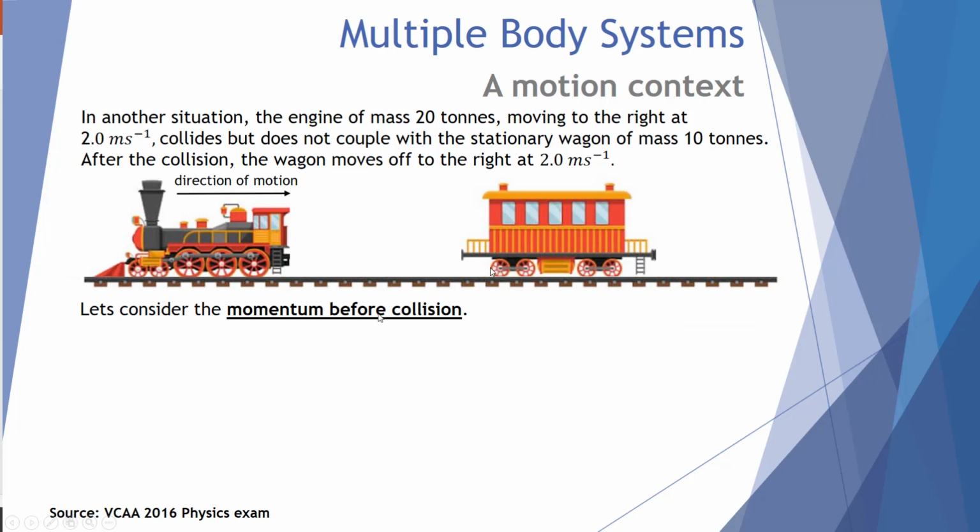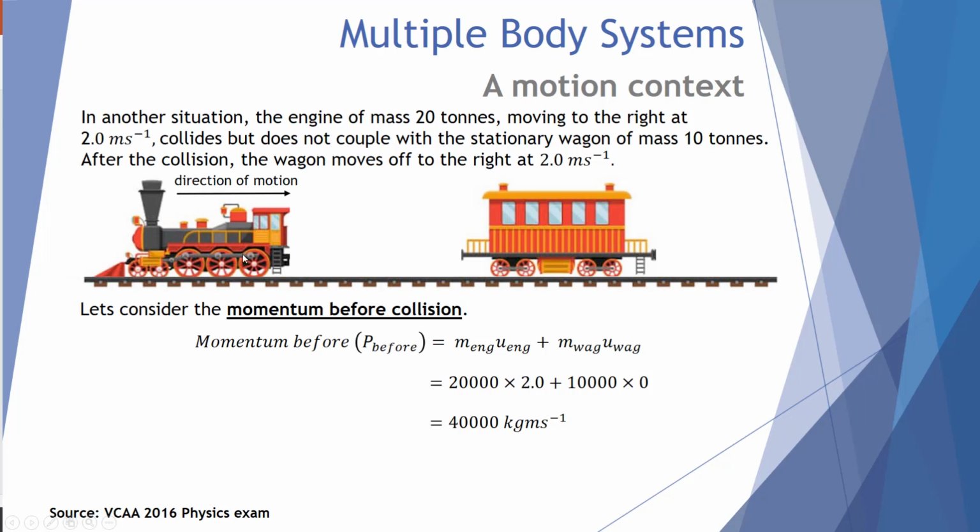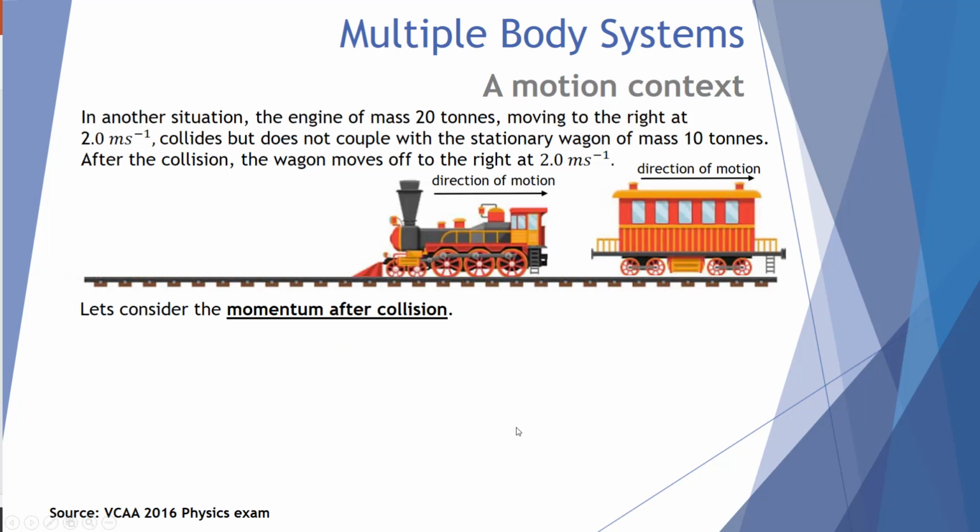So again, momentum. Momentum before: we find the mass of the engine times the initial speed of the engine, plus the momentum of the wagon, the mass of the wagon times the initial velocity of the wagon. So 20 ton, 20,000 kilograms, coming in at 2 meters per second, and the wagon has 10,000 kilograms and no velocity. So all the momentum is coming from the engine. That gives us an initial momentum of 40,000 kilogram meters per second.